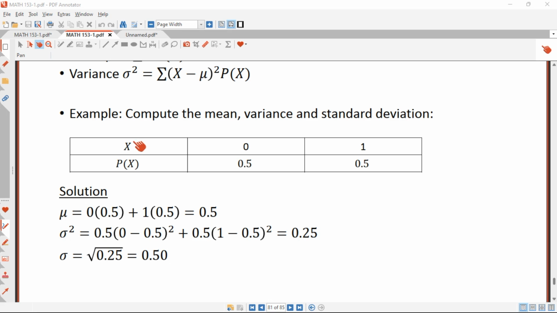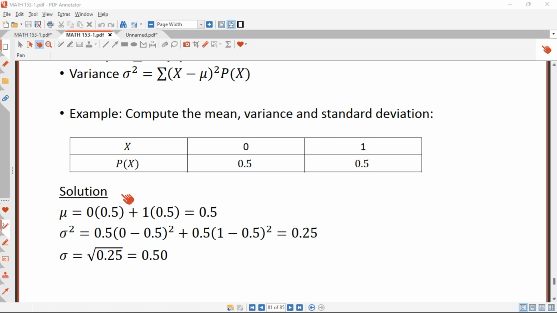So here our X will be 0 and then 1, and here will be the probability of X, right? So the probability of X is the respective probability for the random variable. So the 0 here, and here will be 0.5. Then we have 1 here, here will be 0.5. So we have been asked to calculate the mean and the variance, and then use that variance to calculate the standard deviation.